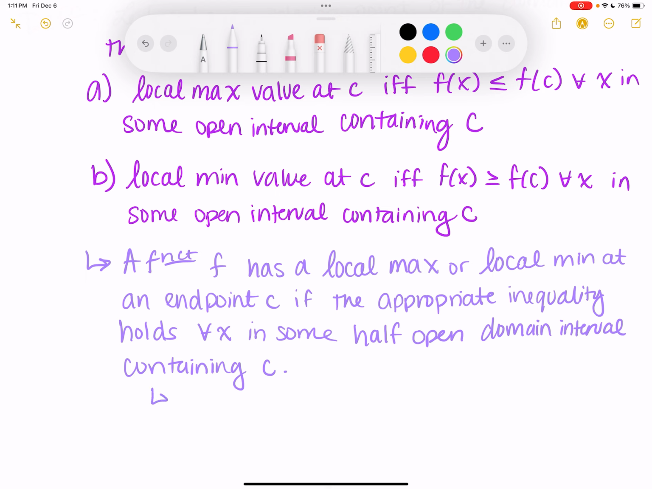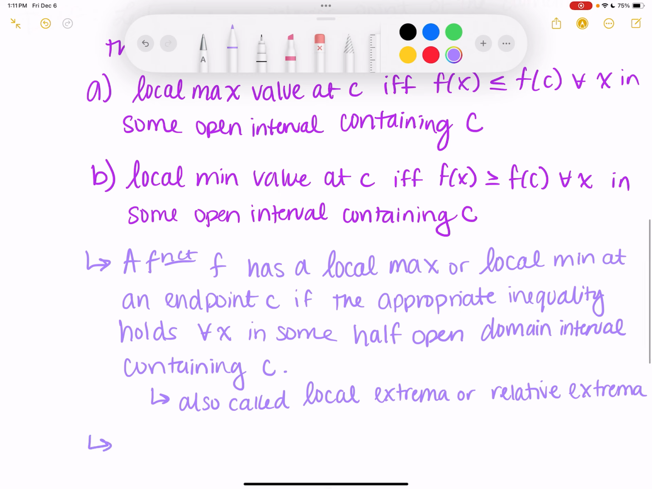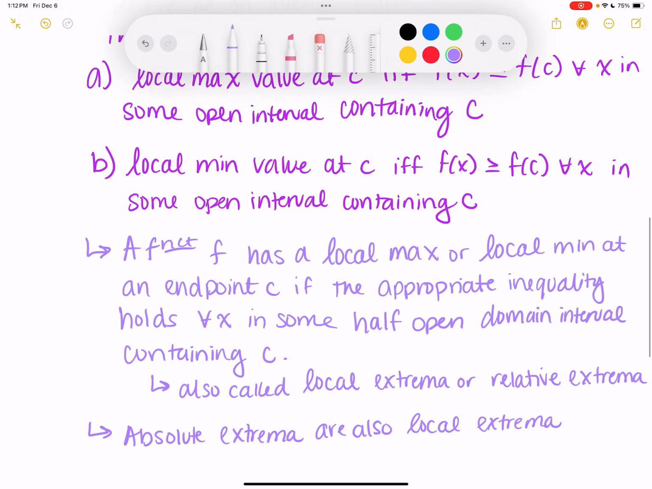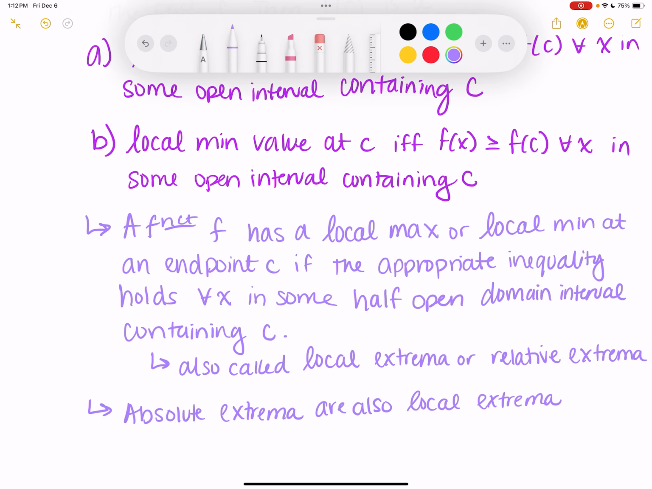This is also called local extrema or relative extrema. Now, absolute extrema are also local extrema. That's good to know. But not the other way around. Like all local are not absolute, but all absolute are local. Makes sense to me.